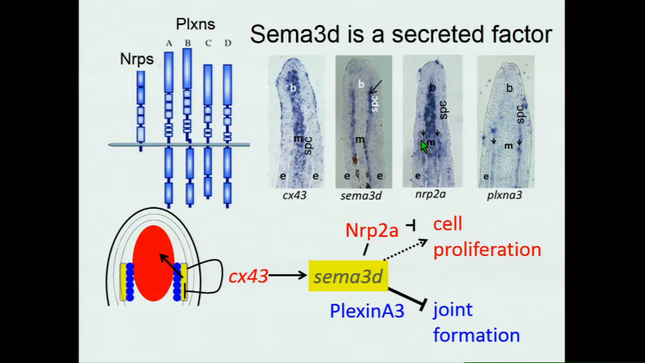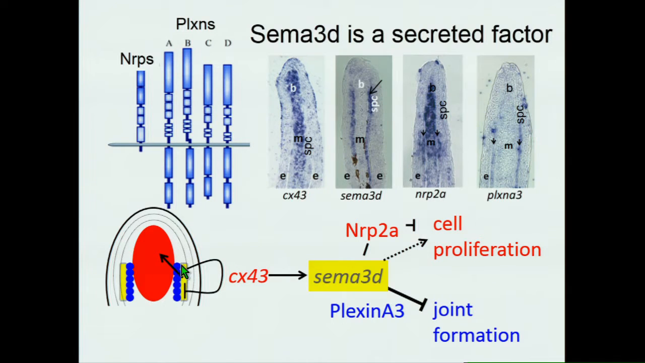Neuropilin-2a is expressed in the proliferating population of cells, and functionally appears to be connected to cell proliferation, and plexin A3 is expressed in the lateral skeletal precursor cells and functionally is related to joint formation.